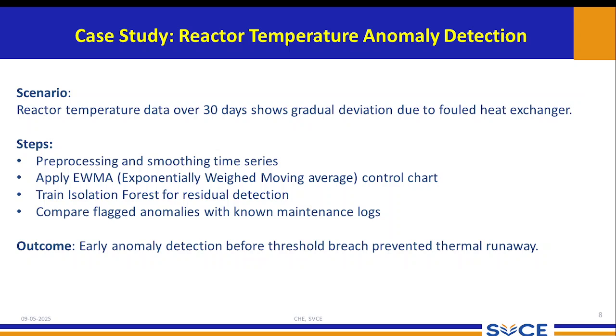So in order to find that type of anomalies, the first part is pre-processing and smoothing time series, second, apply an exponentially weighted moving average control chart, and third, train an isolation forest for residual detection and compare flagged anomalies with known maintenance logs. So after 30 days and the first day, how it varies.